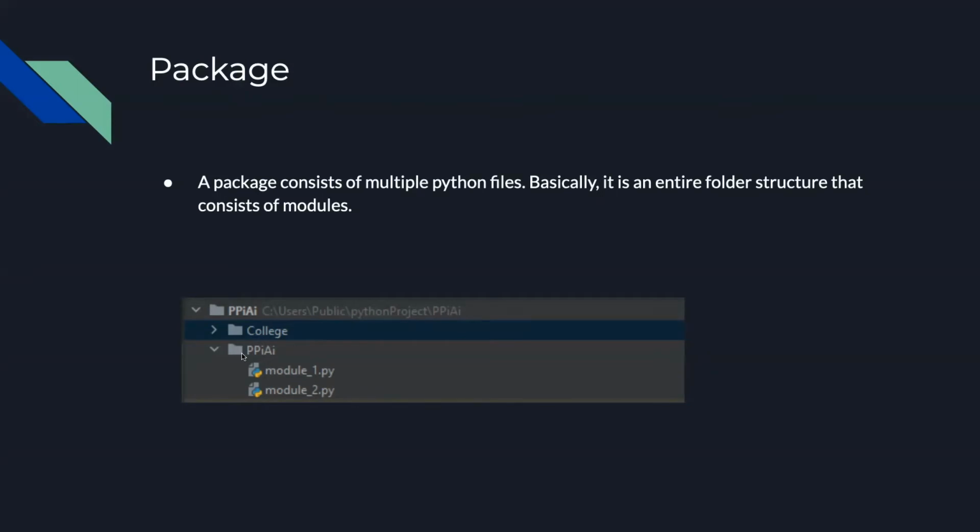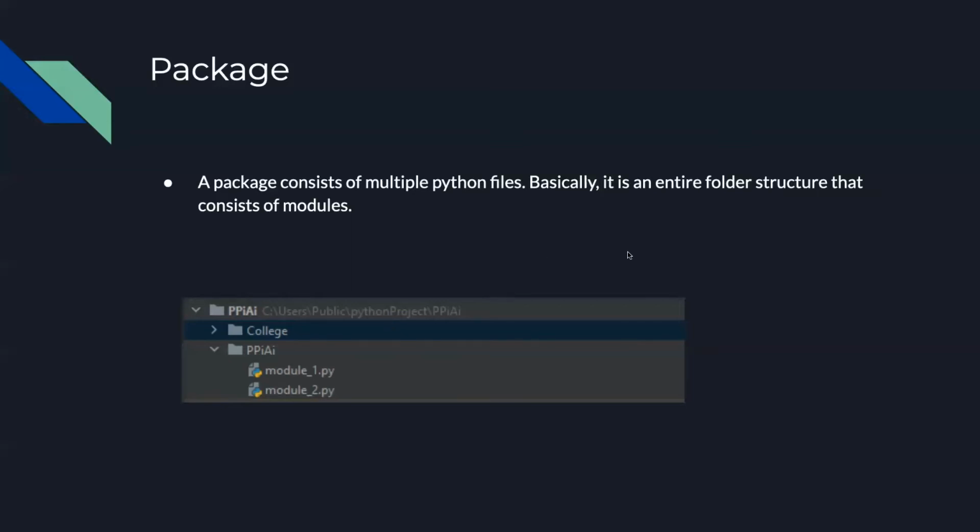But here we've created another PPiAI folder, and under that folder we have module 1 and module 2. So now PPiAI, this PPiAI, not the broader one up here, this is the project folder. This one here is now a package because it contains some modules within it. So it's a way to have multiple modules packaged into a single directory. So we call that a package because it packages them up nicely.